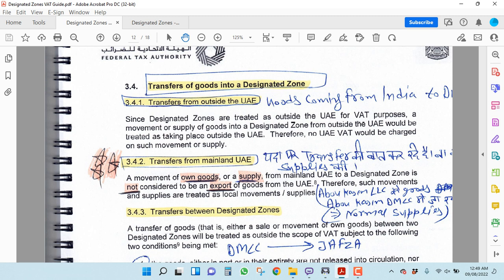Then goods coming from outside the UAE to the DZ, because DZ is also treated as outside the UAE, so it will be an out of scope supply, okay.